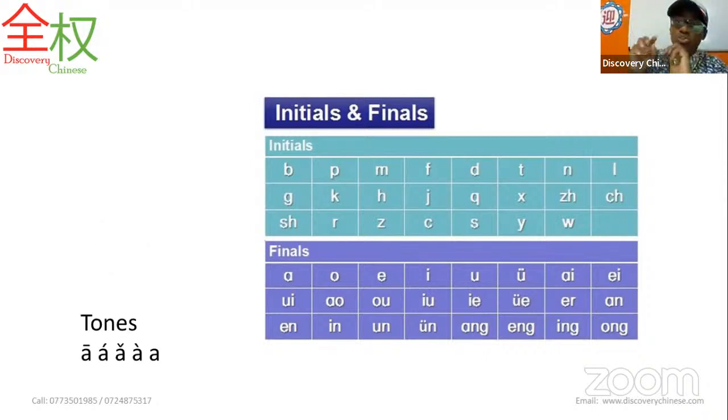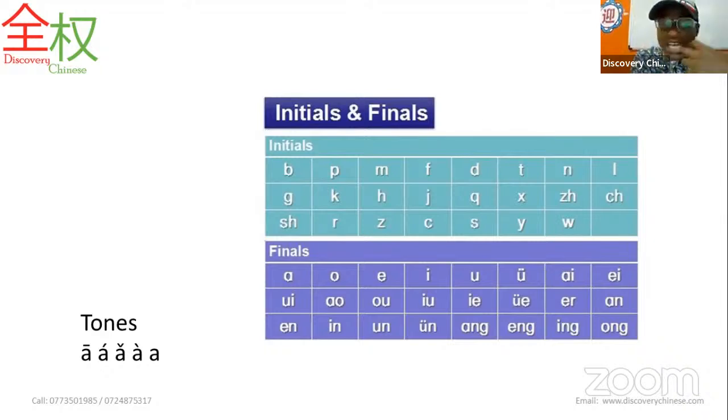The tones. Every time we write something, you usually see these 2 things written on top of the vowels. These are the things that we call tones. Now, a little bit about tones. Chinese has 4 tones in total.